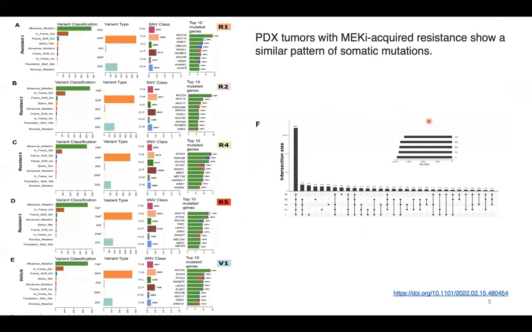So moving to the results part, now this figure shows the PDX tumors showing similar patterns of somatic mutations with the WES data, where you can see various levels of characterization based on the variant classification, variant type, SNV class, and top 10 mutated genes. On the left-hand figure, this is an UpSet intersection plot, which compares all the genes with detected mutations among the MEK inhibitor and vehicle-treated models. About 250 mutated genes were shared by all four resistant, but not the vehicle, tumors.